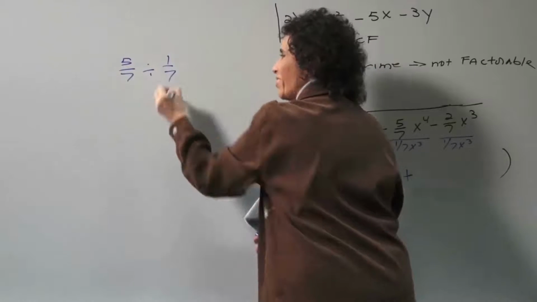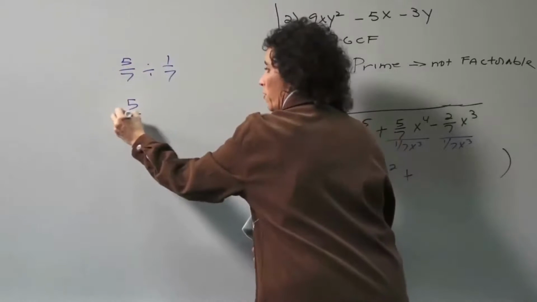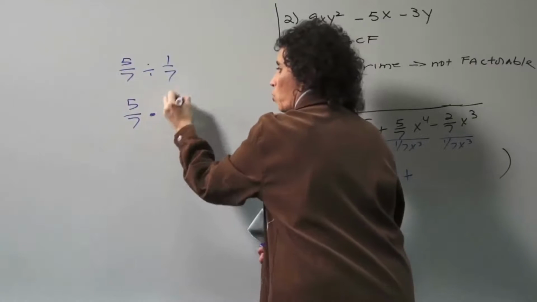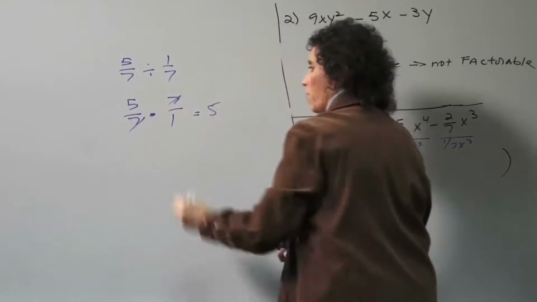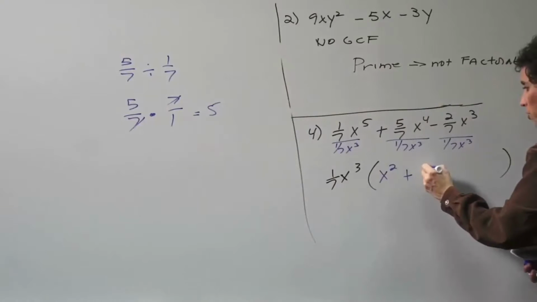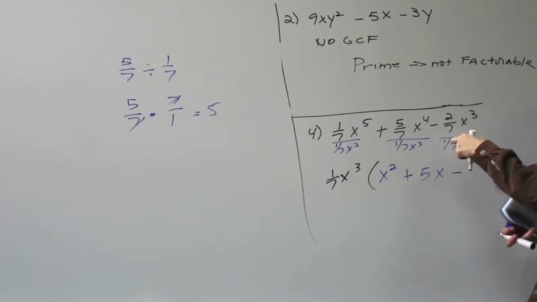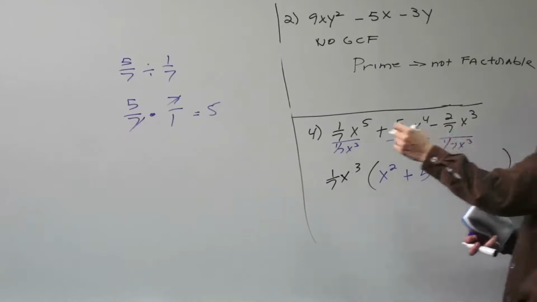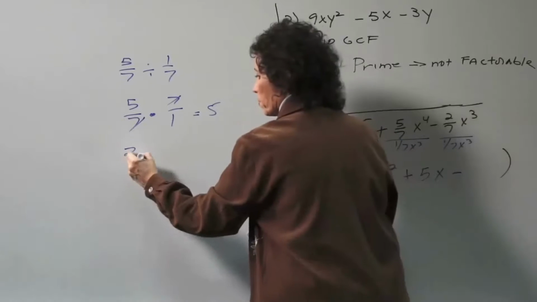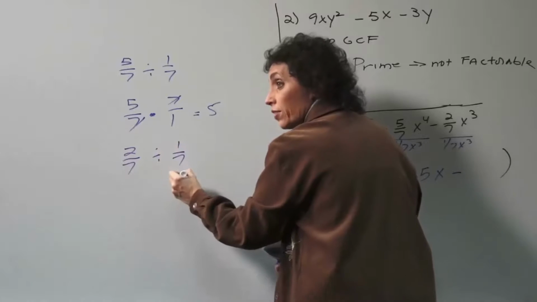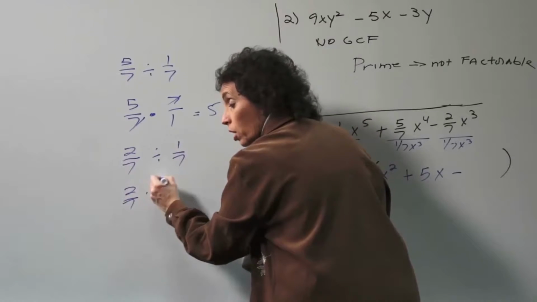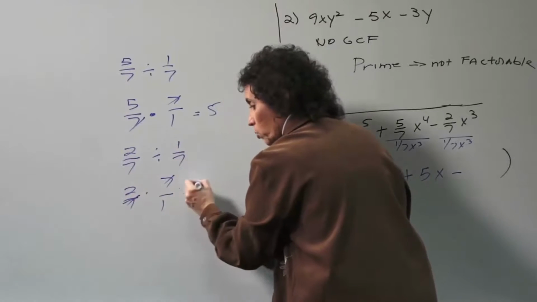divided by 1/7. Watch how nice this is. This is 5/7 times 7/1. Good night. We just get 5. So that's 5. There's an x left upstairs. Minus, again, this is just going to be 2, because it's going to be 2/7 divided by 1/7, which is 2/7 times 7/1. Good night. We just get 2.